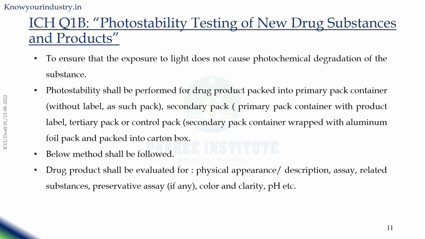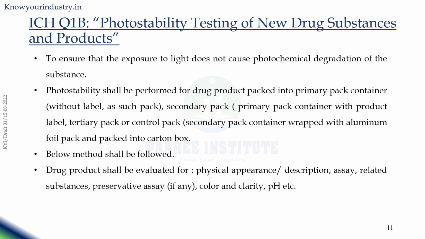All these samples have to be studied against a control sample which is wrapped with aluminum foil. The samples shall be tested once you complete the study based on the ICH Q1B recommendation. The samples should be tested for all the critical parameters and you can compare and summarize the results, to see whether your product is stable under photostable conditions. If not, a recommendation has to be made.